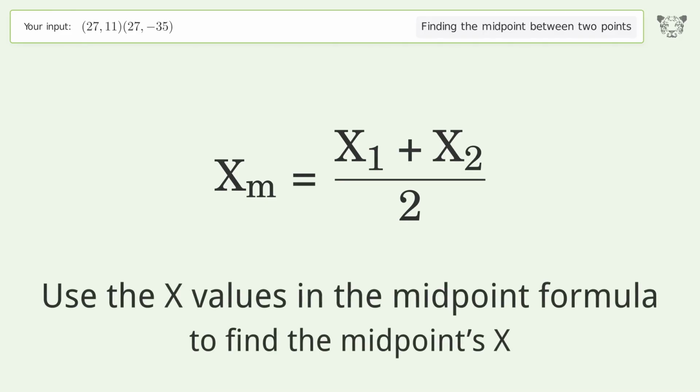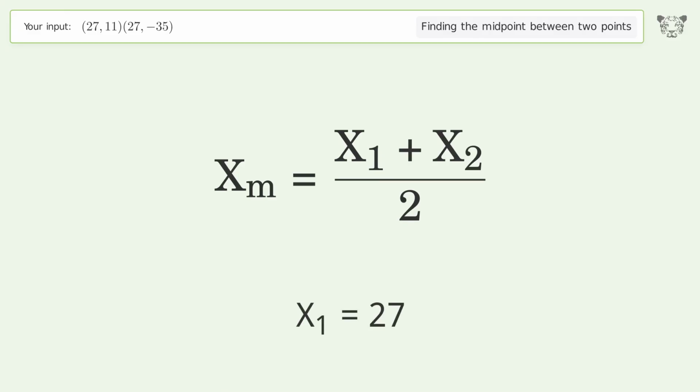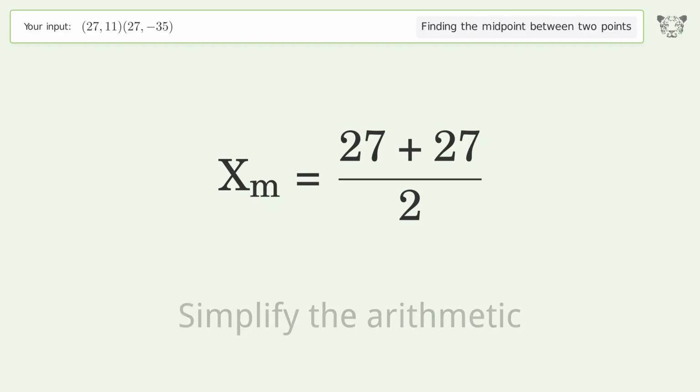Use the x values in the midpoint formula to find the midpoint's x. x1 equals 27. x2 equals 27. Simplify the arithmetic.